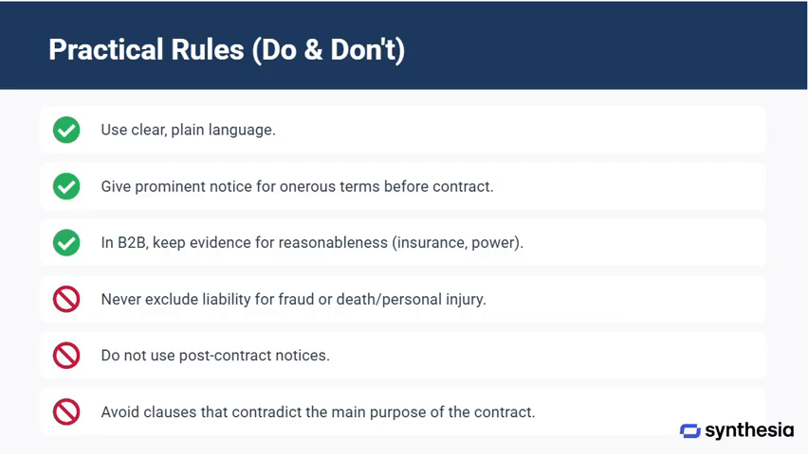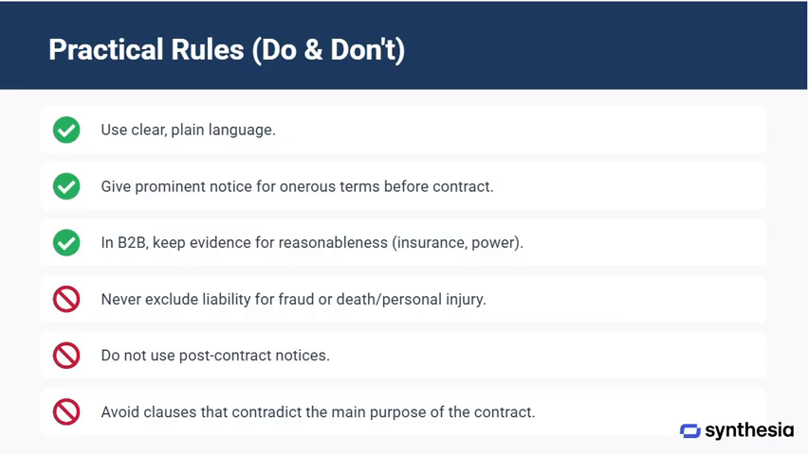Practical rules: do and don't. Use clear, plain language. Give prominent notice for onerous terms before the contract is formed. In B2B contracts, keep evidence for reasonableness: insurance cover, bargaining power. Never exclude liability for fraud or death or personal injury. Do not use post-contract notices. Avoid clauses that contradict the main purpose of the contract.